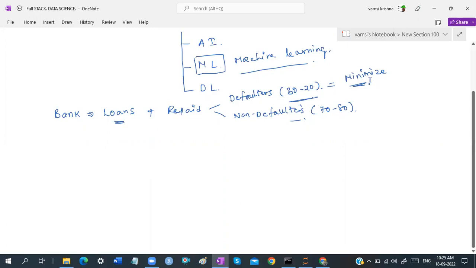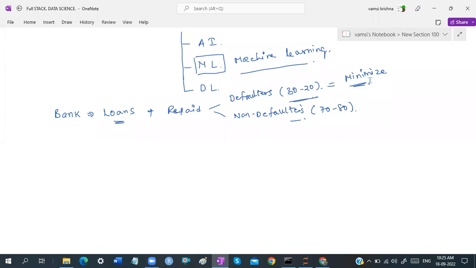Okay. So I want to minimize these defaulters. If I can bring it down from 30% to 20%, 15%, or 10%, that will be very useful for the company, because the loss will be minimized. So that is what they want to do.